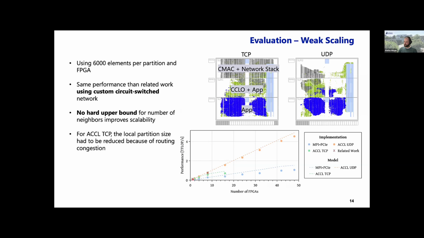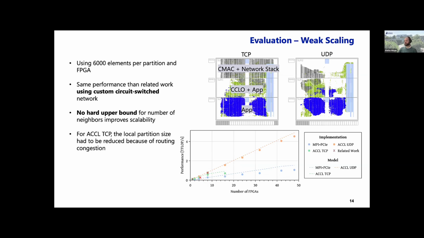The axes that you can see here are the performance values of our related work, on which our implementation is based. You can see that this performance quite nicely matches our UDP ACCL version that we implemented, but with the advantage that our ACCL UDP version is able to scale to many more FPGAs. The highest number of FPGAs that the circuit switch communication was able to simulate was 10 FPGAs, and here we go up to 48 FPGAs.